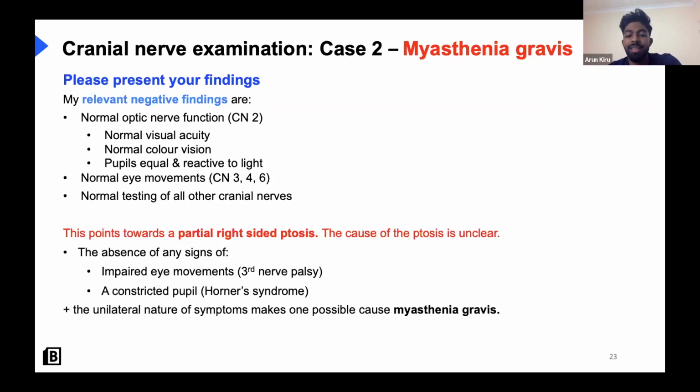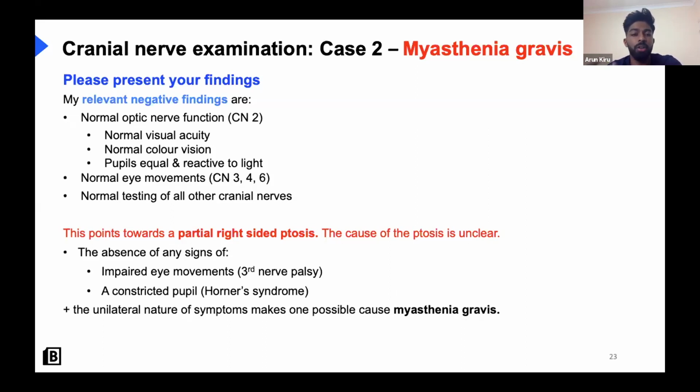But what you can say is the absence of any signs of impaired eye movements, which would point towards a third nerve palsy, the absence of any signs of a constricted pupil, which would point towards a Horner syndrome, plus the unilateral nature of symptoms, this is only affecting one eye, we'll see why that's very important, makes one possible cause myasthenia. Do you see how I've not said makes the most likely cause myasthenia? It's such a difficult diagnosis to make just by doing this.